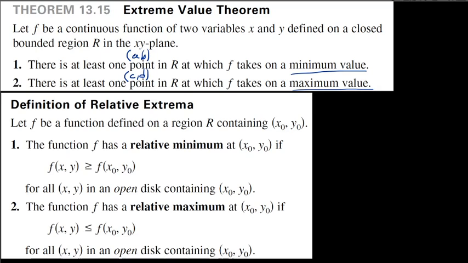We'll do the minimum first. Relative minimum at that point if the z values of the function are greater than or equal to the z value at x0, y0. So we think of a relative minimum as a valley. So think of like a paraboloid, like a little bowl here. This point here, if this is your xy plane, right below it, this point here would be your x0, y0.